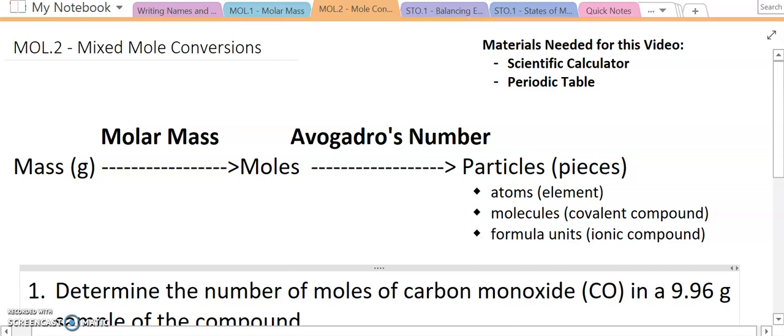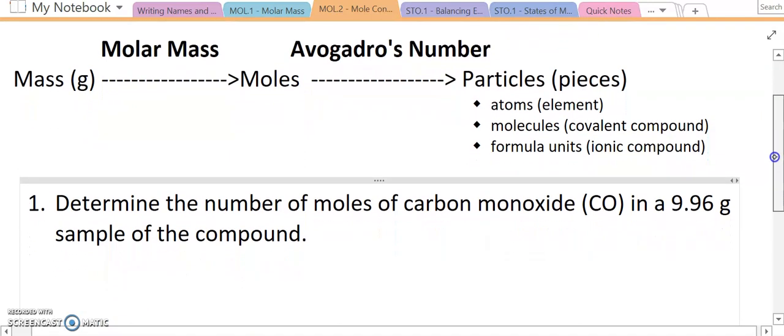So we've been taking a look at mole conversions, and we can start with mass, we can start with moles, or we can convert to little tiny pieces that we refer to as particles in these problems. But these problems don't have one set starting place or one set ending place. Instead, they're mixed up. So let's take a look at some examples.